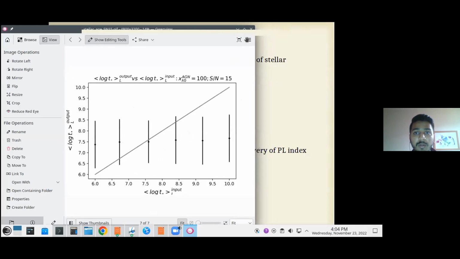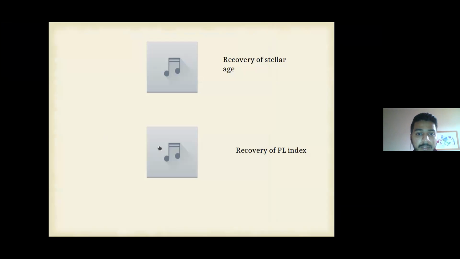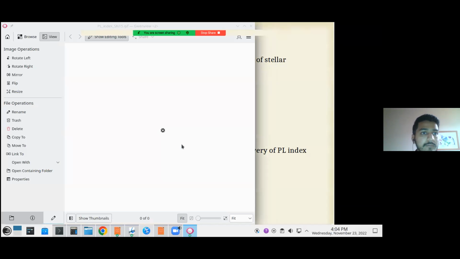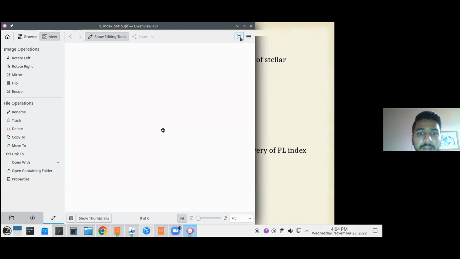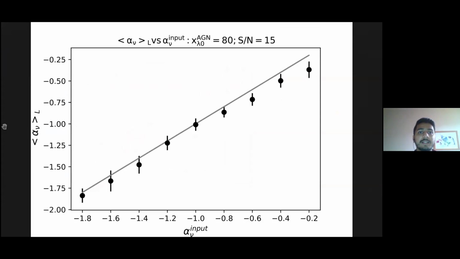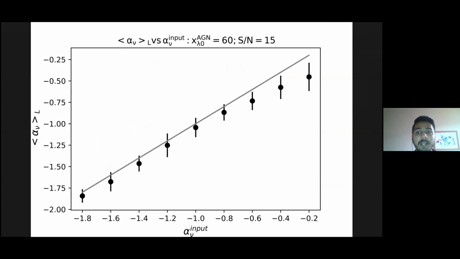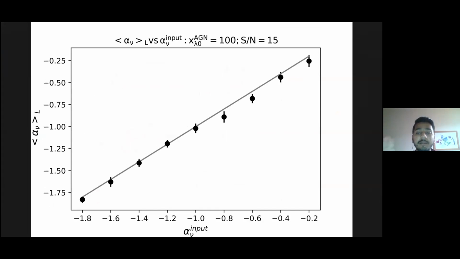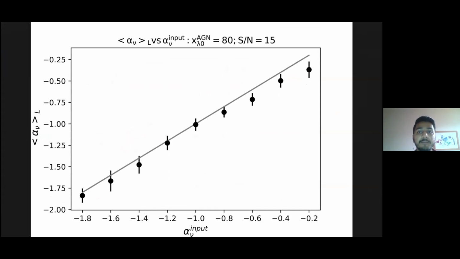On the other hand, for the power law index, it's the opposite. So okay, good. As you can see, as the AGN fraction increases in this case, we have less scattering, and the points are closer to the y equal to x line.